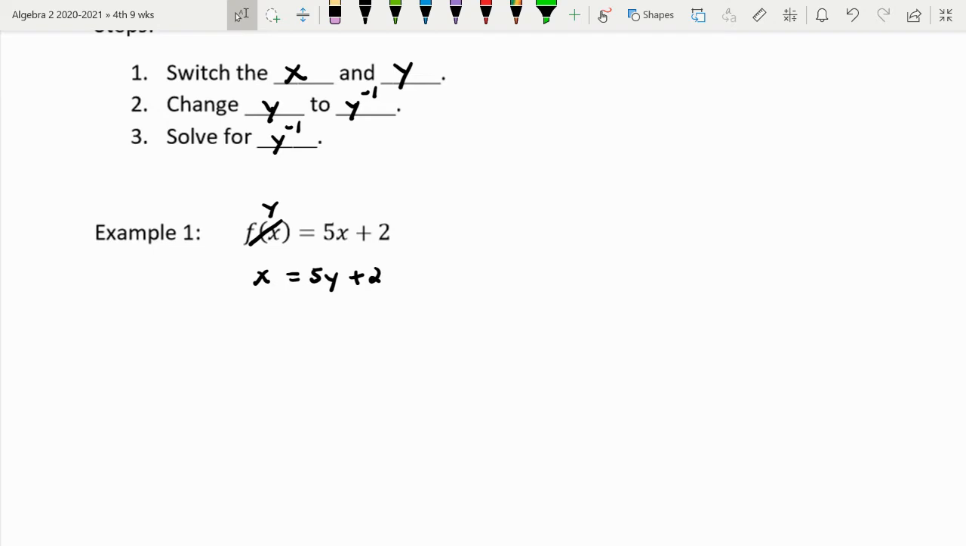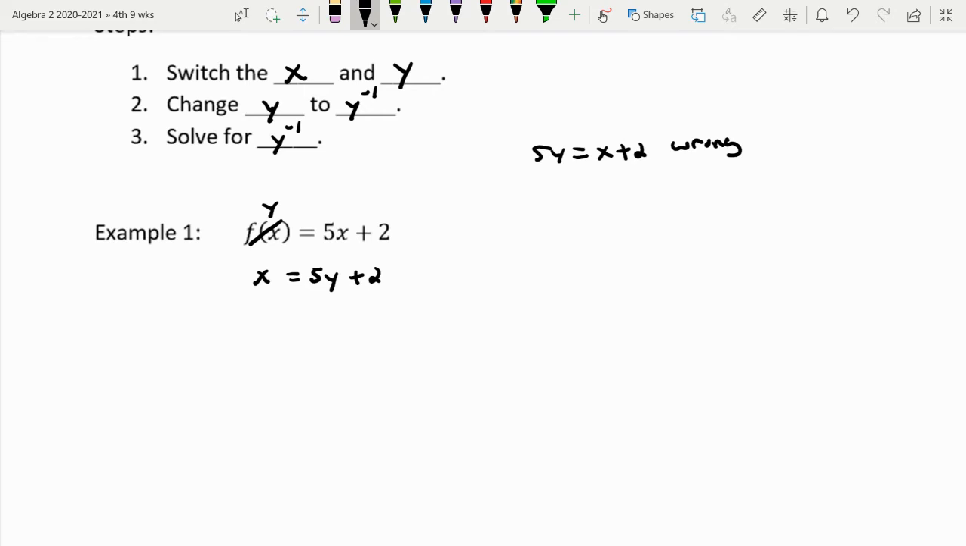That's because I have some students who see "switch the x and y" and they'll write 5y equals x plus 2. That changed your equation. This is wrong. All you got to do is, the 5 stays where it's at. You just make that x there a y. Don't do what I just did on top there. I see it all the time. So now we do that.